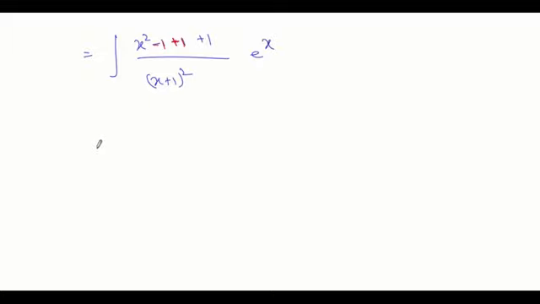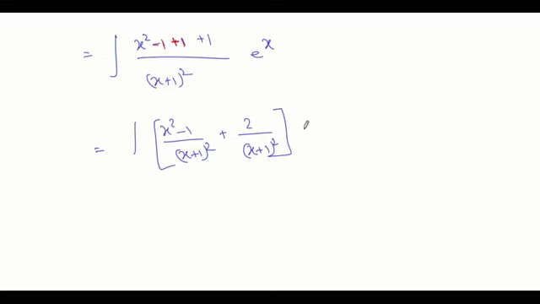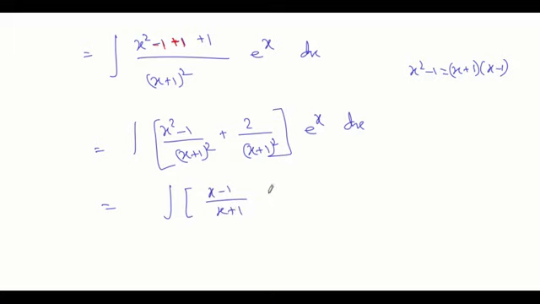Okay, so now see, children, in this I split this as (x square minus 1) by (x plus 1) whole square plus 2 by (x plus 1) whole square, into e power x dx. Now see, what is x square minus 1? It is (x plus 1) into (x minus 1). So here this x plus 1 will get cancelled. But what will you be getting? It is (x minus 1) by (x plus 1) plus 2 by (x plus 1) whole square, e power x dx.